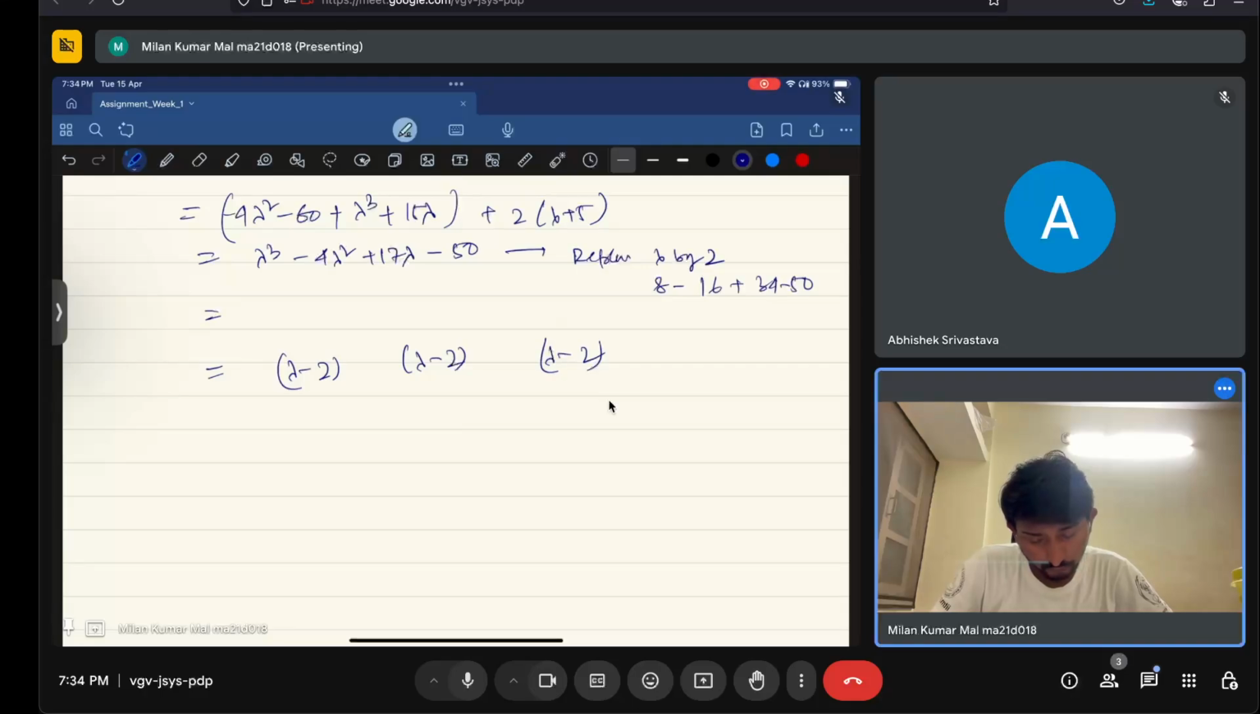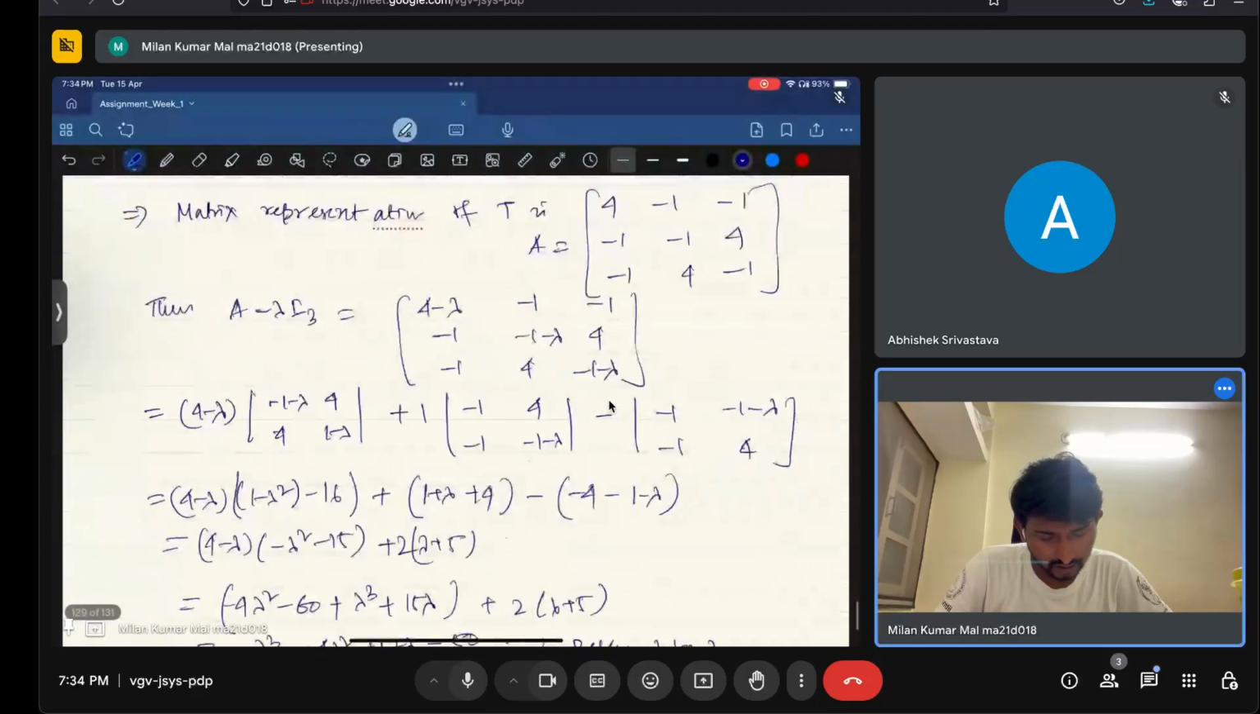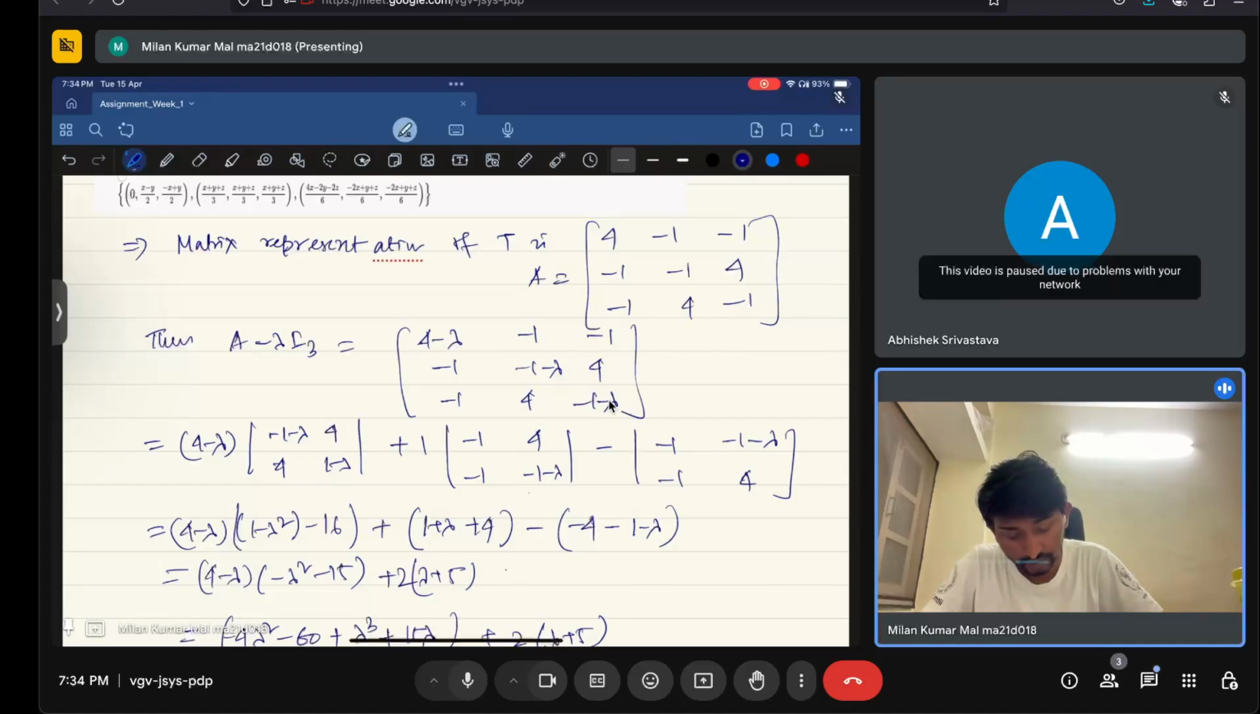8 minus 4, 4, 16, 7 to 34 minus 50. Okay, just a minute. I think I have made some mistake. Just please give me some time. 4 minus lambda, 1 minus lambda, 4, 4, 1 minus lambda. Okay, here is a mistake. I have a doubt that I made a mistake.